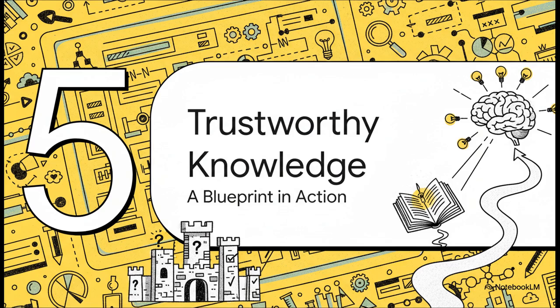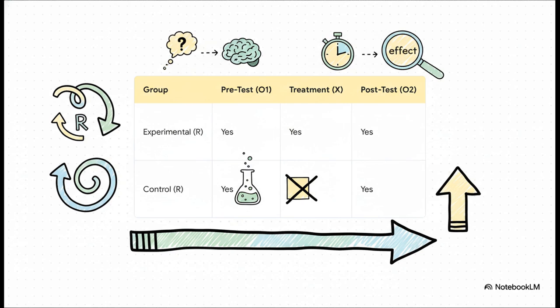Okay, theory's great, but let's make this all a little more concrete. Let's take a look at a simple but really powerful blueprint that puts all of these ideas into practice to build knowledge that we can actually trust. This one is a total classic. It's the pre-test, post-test control group design. Just look at how elegant this structure is.